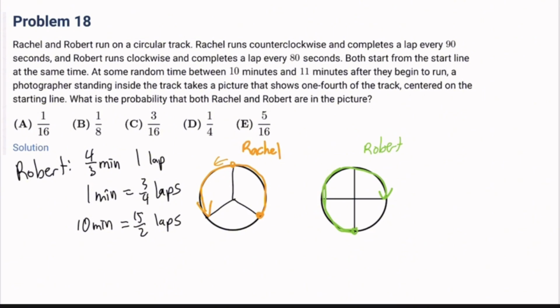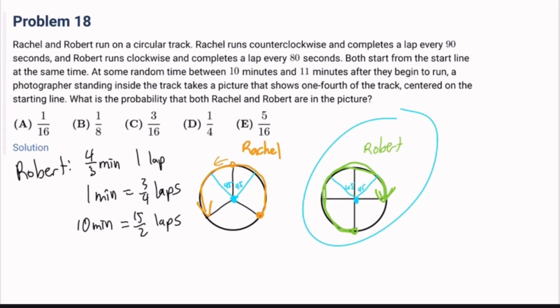He goes like that. And so now we have a photographer that is standing in the middle, and he takes a picture that shows 1/4 of the track that's centered on the starting line. And so that would be from here to here, with this being 90 degrees, and so this would be 45 and this would be 45. Same thing here, like that and like that. This would be 45 and this would be 45.